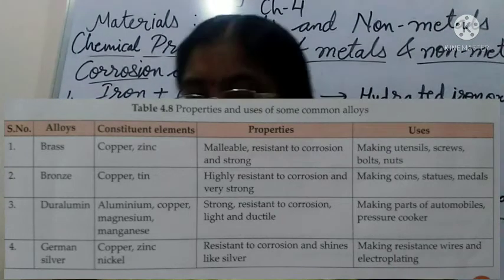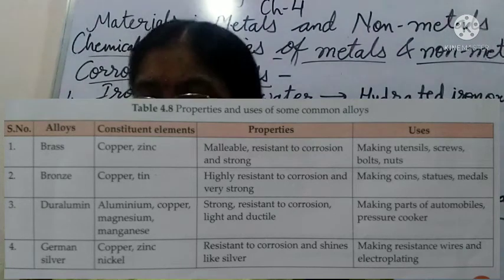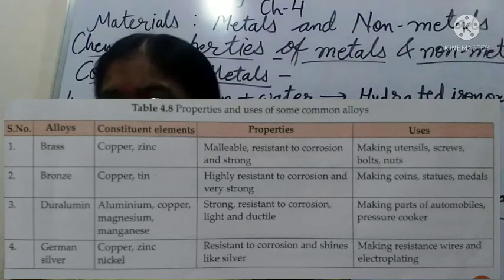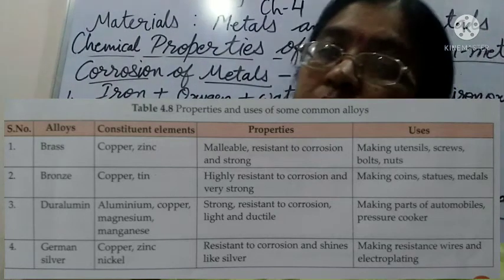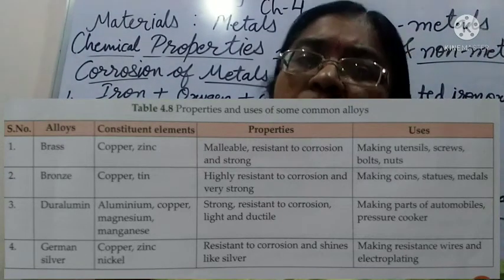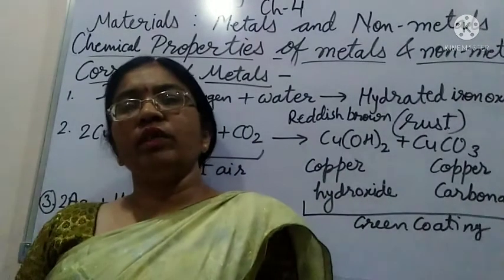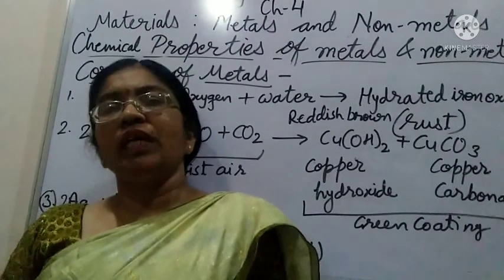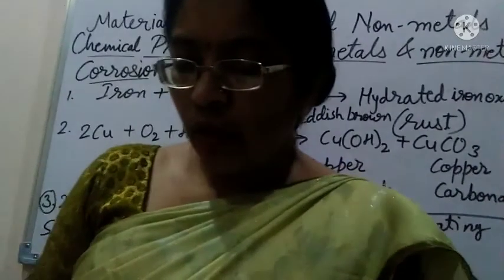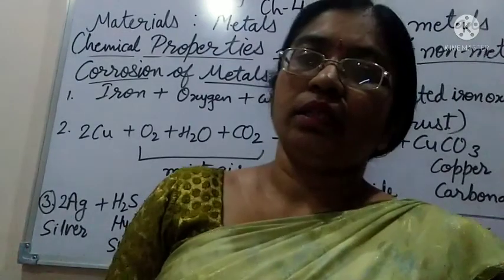Then German silver. German silver के constituents होते हैं copper, zinc, nickel, and it is resistant to corrosion. It is used in making silver-like utensils, resistance wires, and electroplating. In spite of that, there are some other alloys like tungsten, manganese, etc., which are also used for different electric purposes because they are resistant to high temperature as well. तो इस तरीके से कई एलॉयज को अलग अलग पर्पस के हिसाब से हम काम में ले सकते हैं.